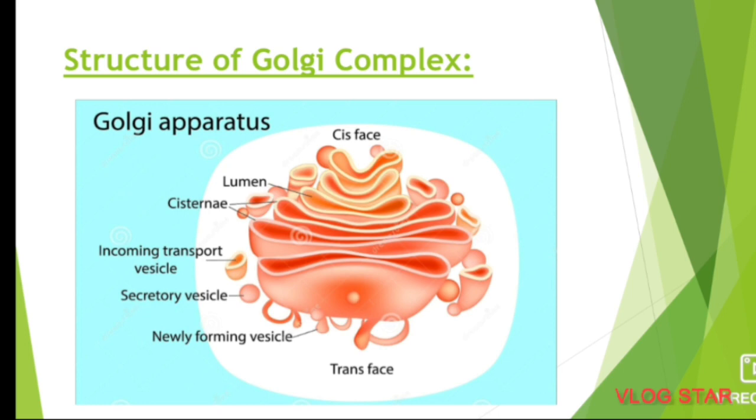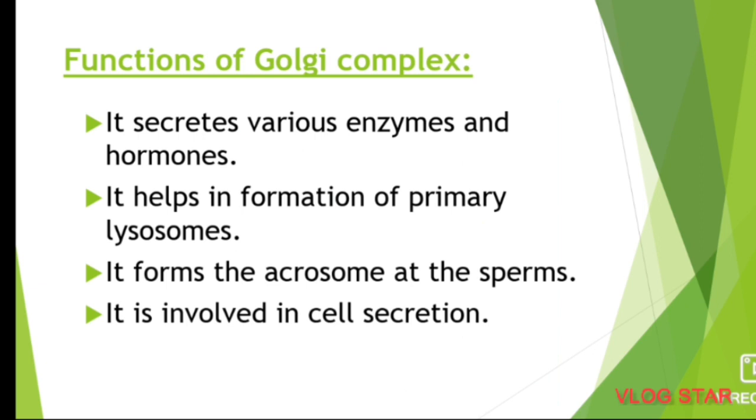The Golgi apparatus is responsible for transporting, modifying and packaging proteins and lipids into vesicles for delivery to targeted destinations, and it is located in the cytoplasm next to the endoplasmic reticulum and near the cell. So this was about the structure of the Golgi complex.